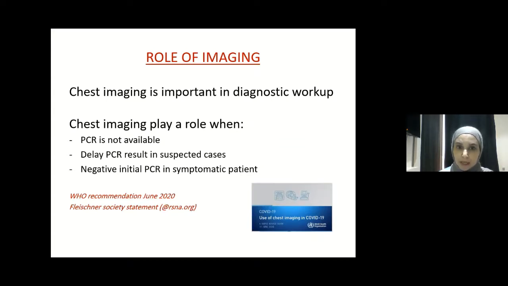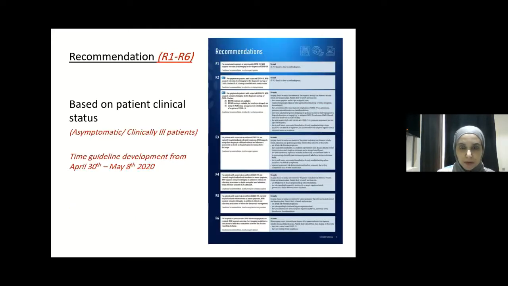Chest imaging plays a role when PCR is not available, or there is a delay in PCR result in suspected cases, or when the physician received a negative initial PCR in symptomatic patients. We'll present the WHO recommendation and the Fleischner Society statements. There is a small manual available online.